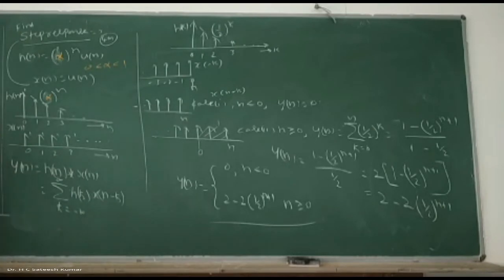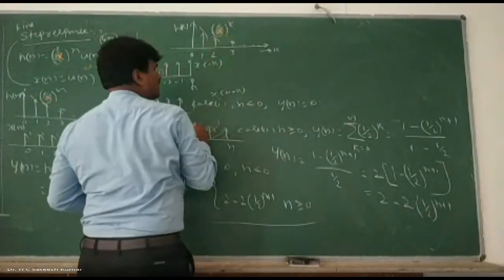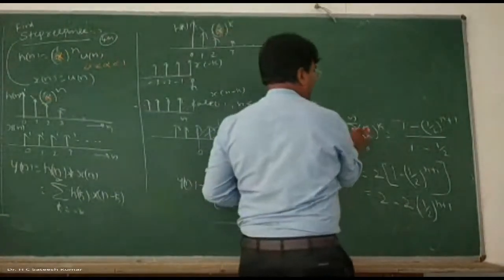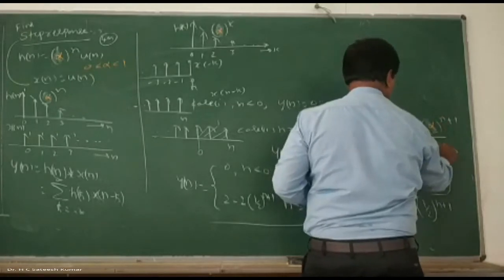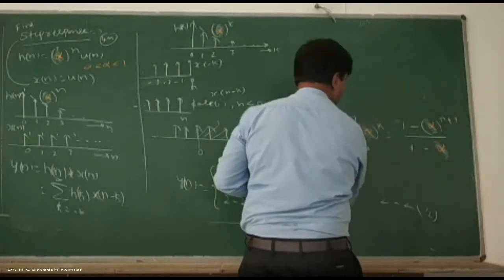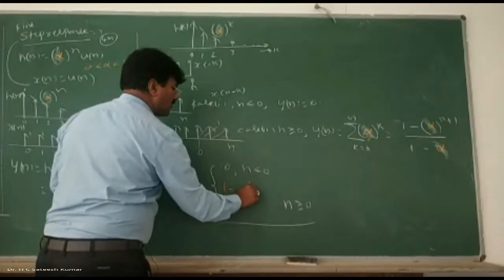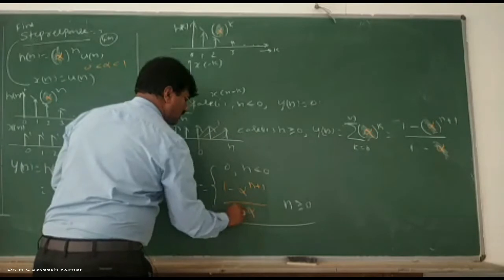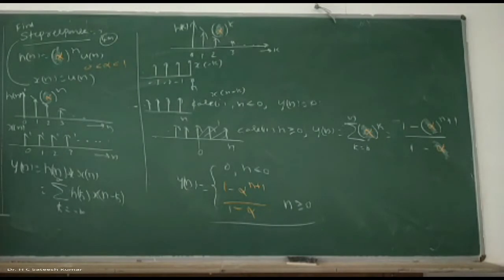Same thing, everything remains the same. Here it will become alpha to the power of k. The diagram remains the same. This is alpha to the power of k, and this is alpha to the power of n plus 1, 1 minus alpha. Further we cannot simplify here. So the answer is 1 minus alpha to the power of n plus 1 divided by 1 minus alpha. So instead of half, he has given alpha in another problem. In some other problem they may give it as beta. Don't worry about it, it's just a number.